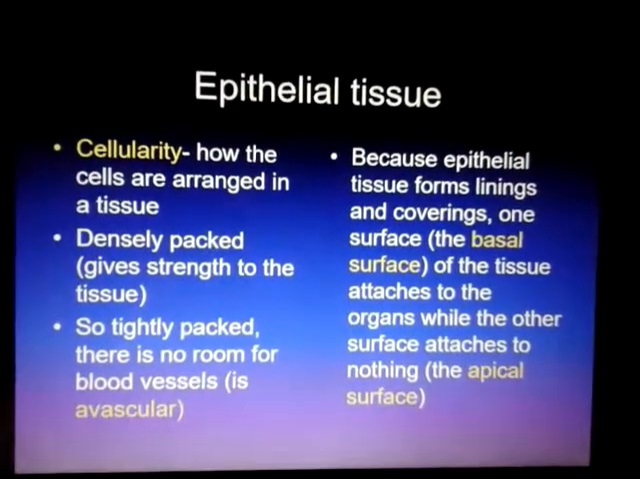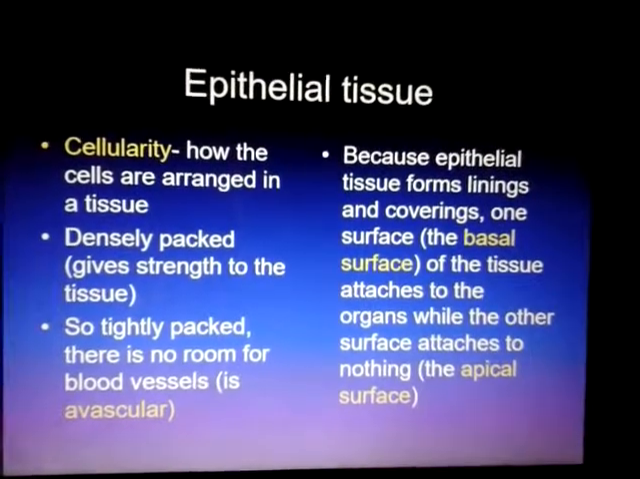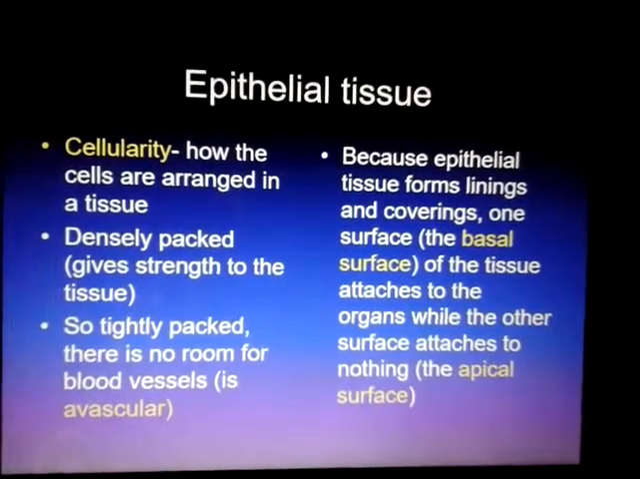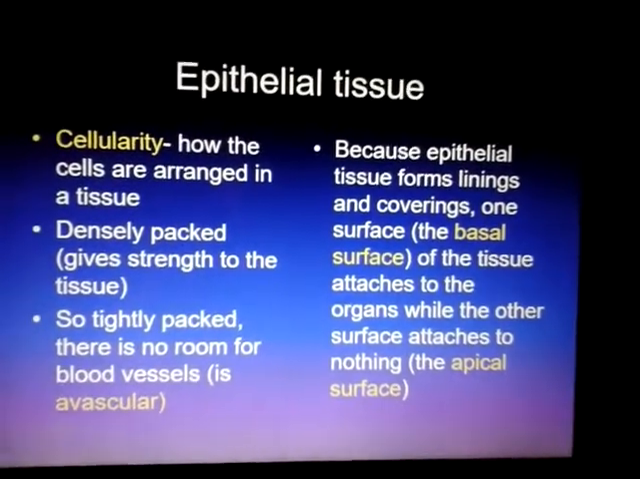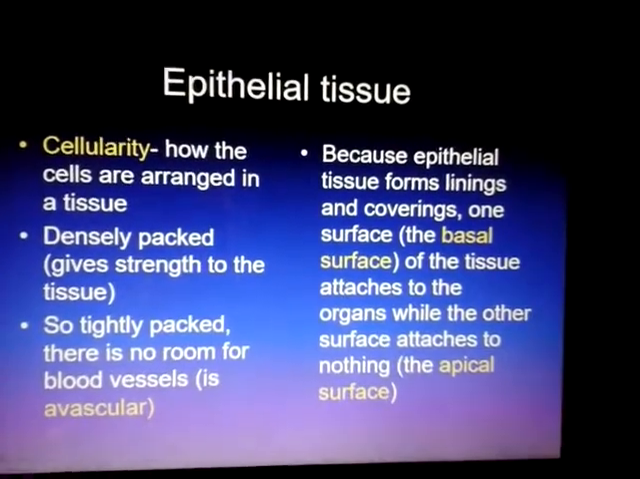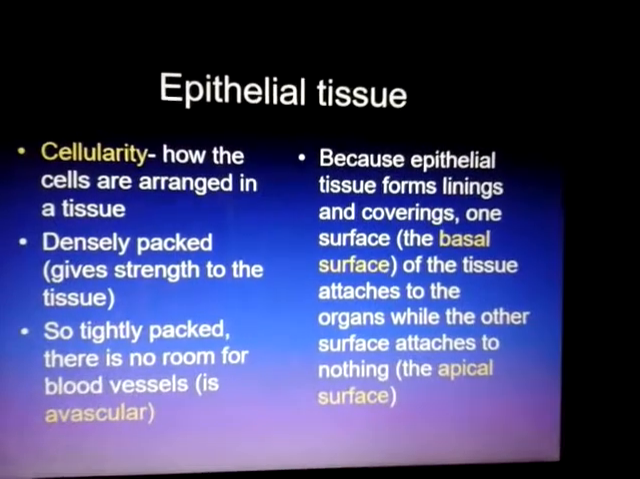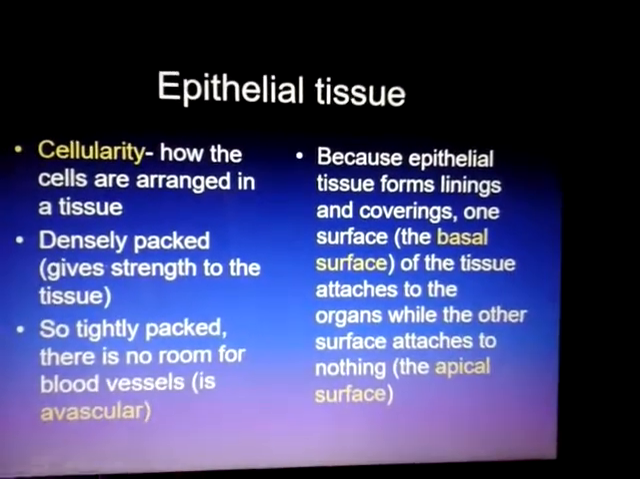Now, because epithelial tissue forms linings and coverings, we talk about how it has a top and it has a bottom. What we consider the bottom layer of the tissue, that's what we call the basal surface because it's at the base. And then the top portion of the tissue would be the apical surface.